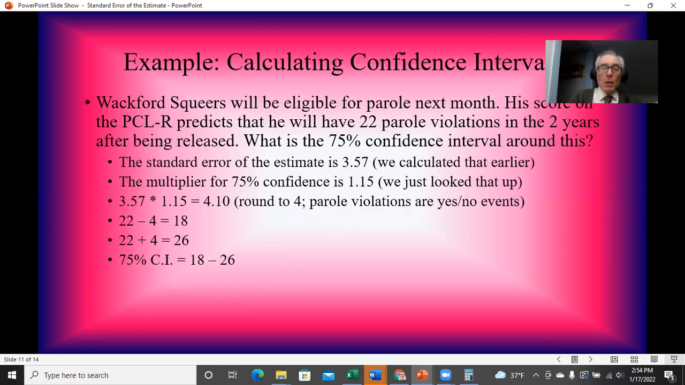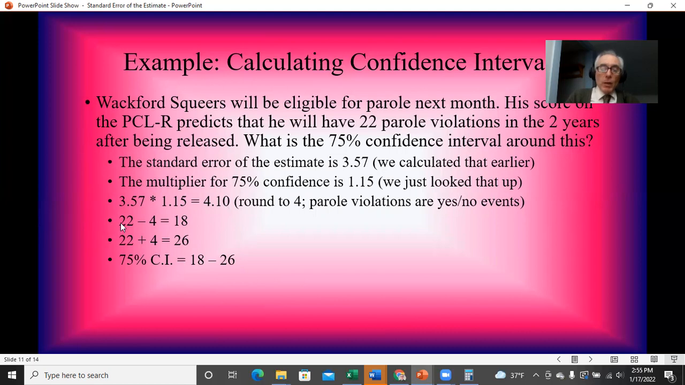So as an example, Wackford Squeers is going to be eligible for parole next month. He was in for brutality to children, and his score on the psychopathy checklist predicts that he'll have 22 parole violations in the next 2 years. So what are the confidence intervals around this? Well, we had calculated the standard error of the estimate earlier. It was about 3.57 or 3.6, and we just looked up the 75% confidence intervals. So all I need to do is take that standard error of the estimate and multiply times 1.15, I get 4.1. So let's just round it off to 4 because parole violations, arrests, they happen or they don't happen, right?